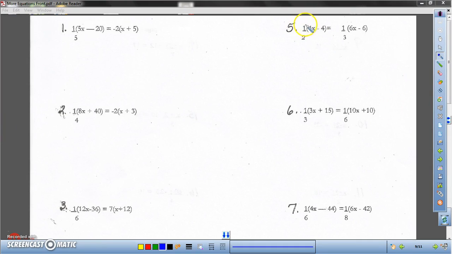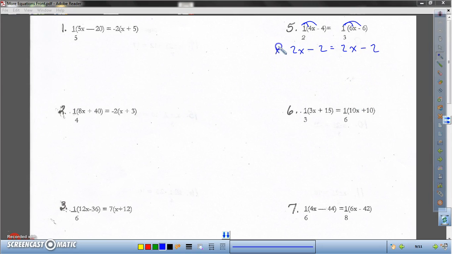All right, I've got fractions on both sides here. I want to distribute the fraction on both sides. Here I'm going to have a 4 over 2, which reduces to 2x. 1/2 times a negative 4 is going to be 4 over 2, which reduces to a minus 2. Distributing the 1/3, I get 6 over 3, which is 2x, and I get negative 6 over 3, which is a minus 2.